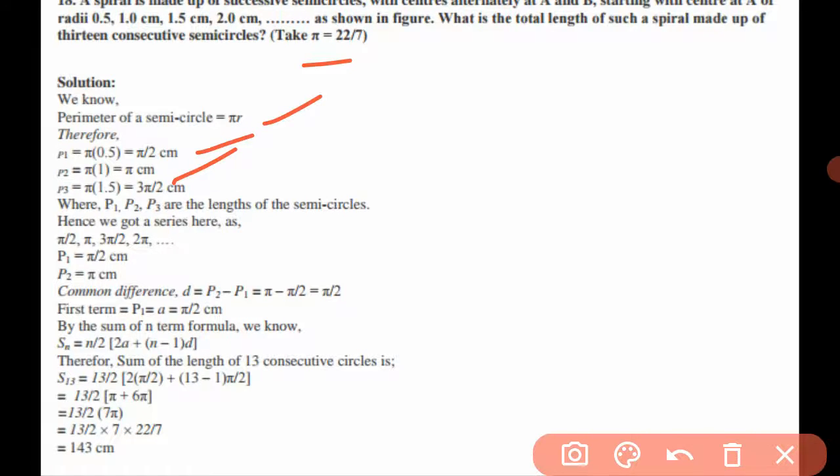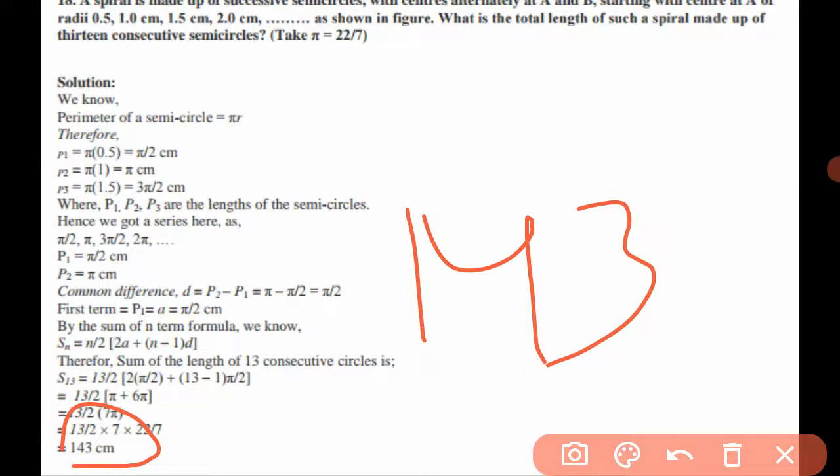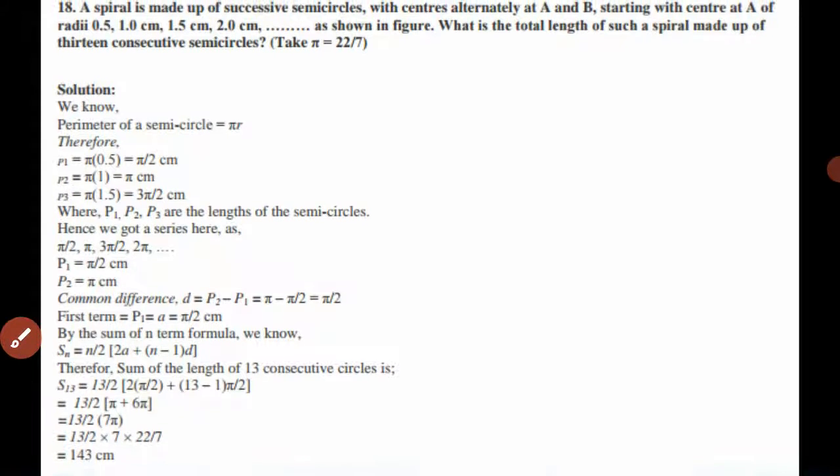So by solving, the AP will be pi by 2, pi, 3 pi by 2, 2 pi and so on. Here we can find the common difference will be equal to pi by 2. By putting in the values, Sn equals n upon 2 into 2a plus (n minus 1) into d, it will be equal to 143. So S13 will be equal to 143. So this will be the correct answer.